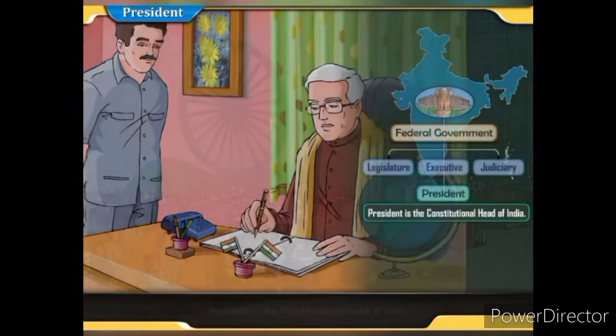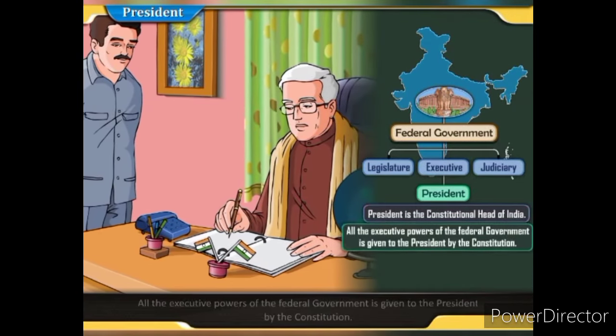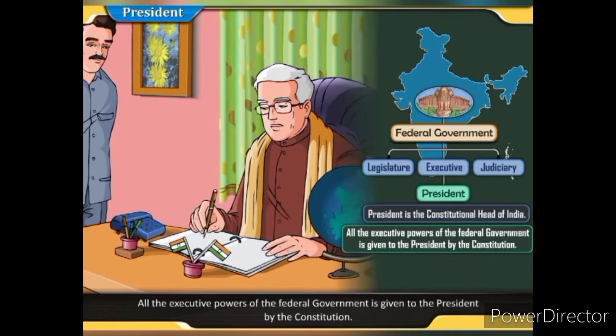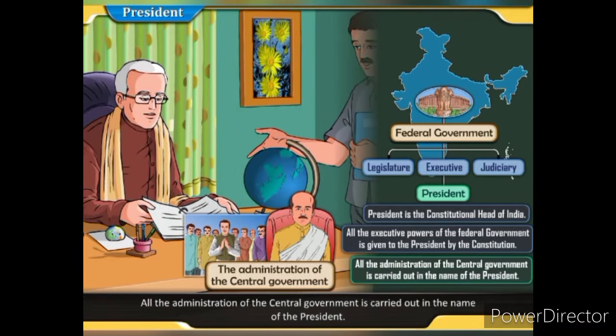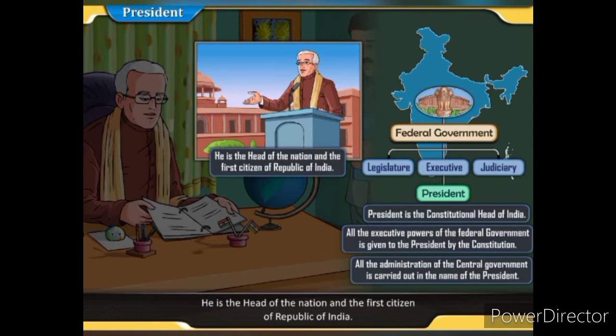President. President is the constitutional head of India. All the executive powers of the federal government are given to the President by the Constitution. All the administration of the central government is carried out in the name of the President. He is the head of the nation and the first citizen of Republic of India.